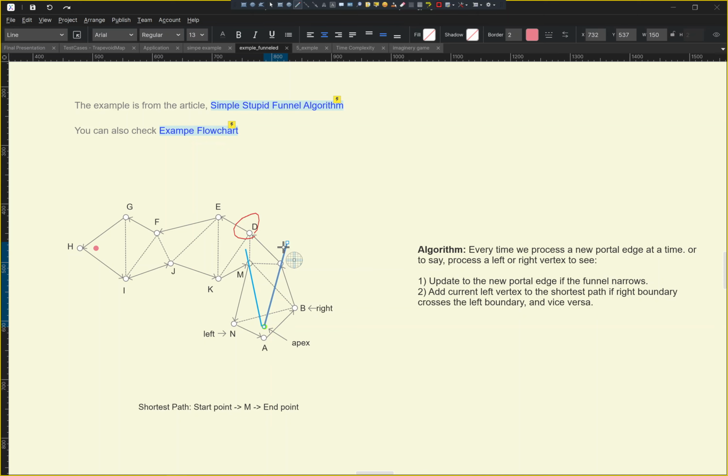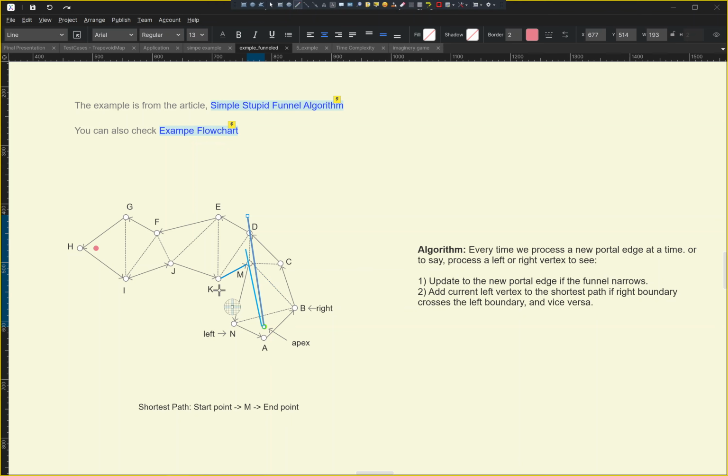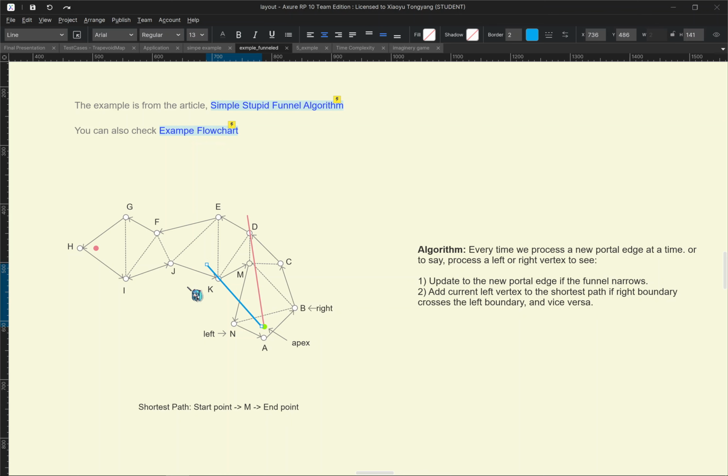And the next point is D. We move the right boundary from C to D, and as we can see, the funnel becomes smaller, so we can update it. The next point is K. We need to move the left boundary from M to K. But at this time, the funnel becomes larger, so we don't need to update anything. So we stay at point M. The next point is point E. We move the right boundary from D to E.